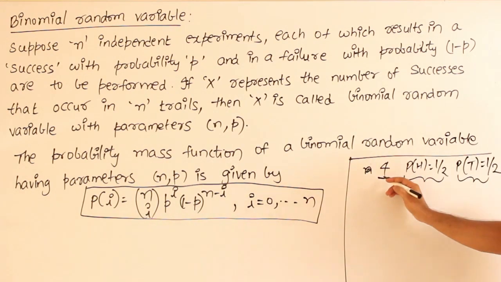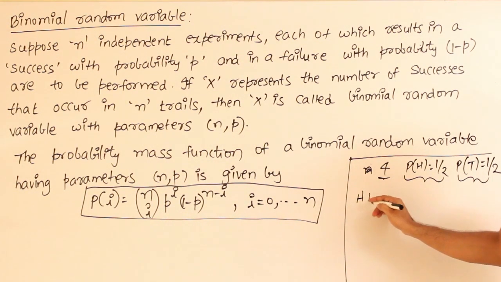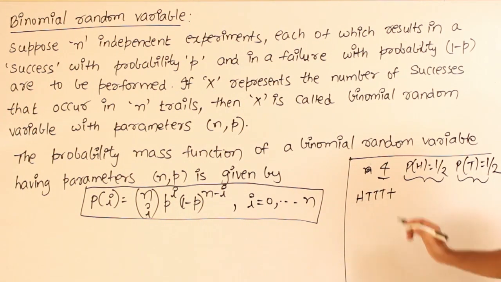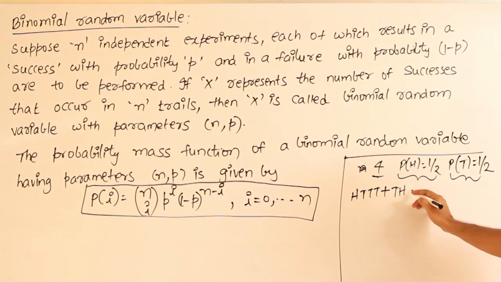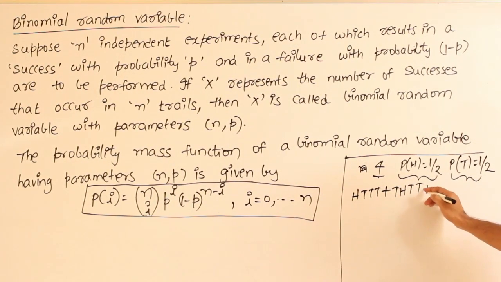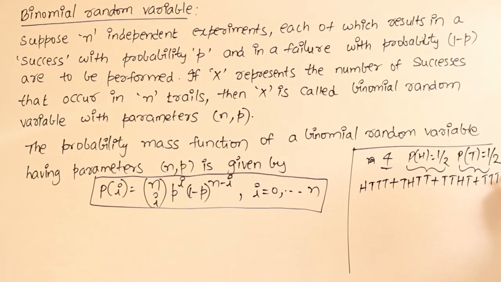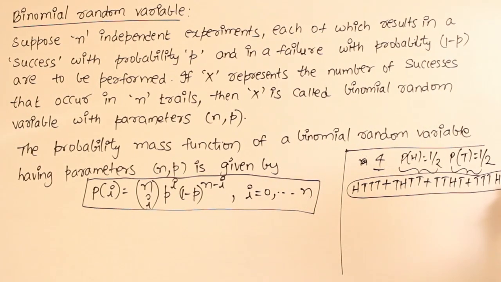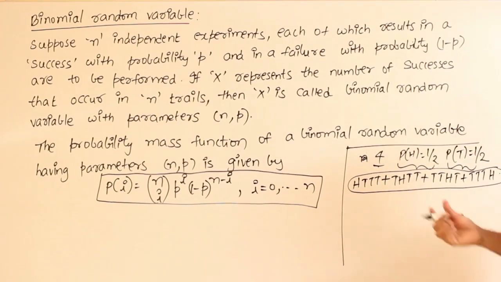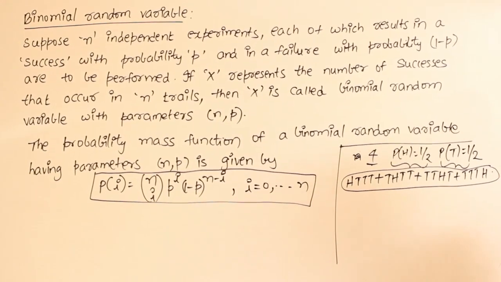See this. Exactly one success means out of these 4 coins you should get exactly one head. So that one head can be the first one, or that one head can be the second one, or the third one, or the fourth one, right? If you add the probabilities of all these cases, then we'll get the probability of getting exactly one success. How to do that?